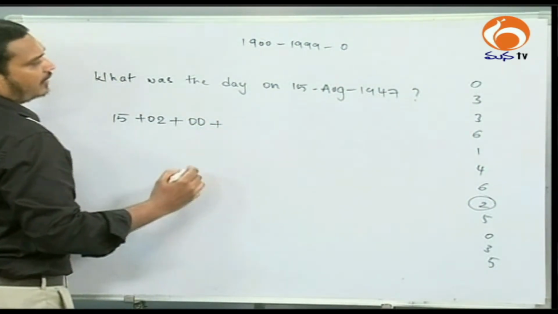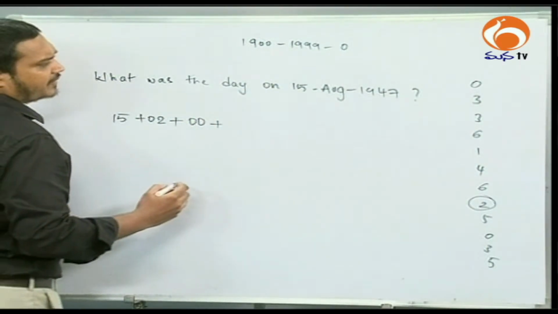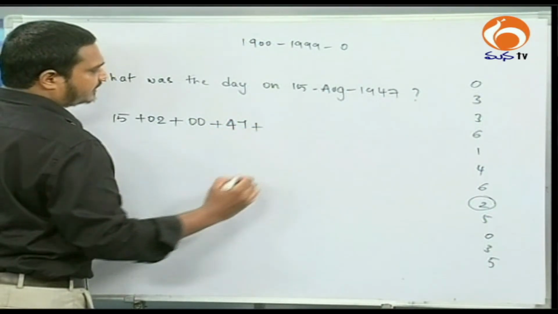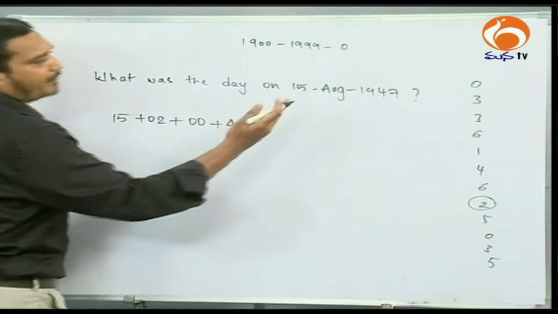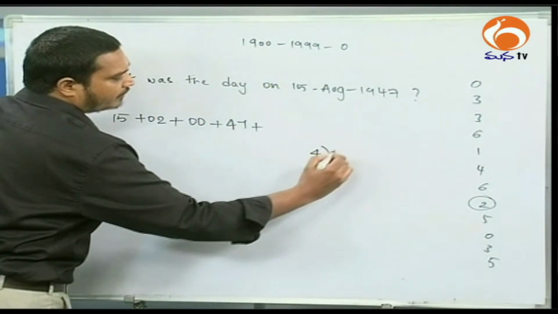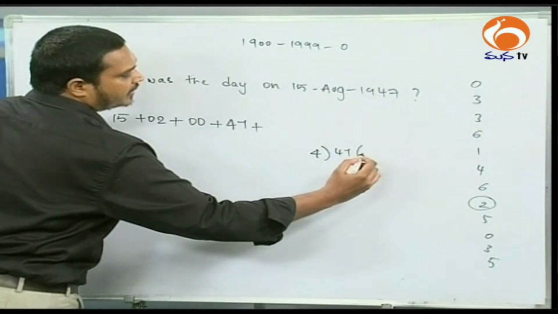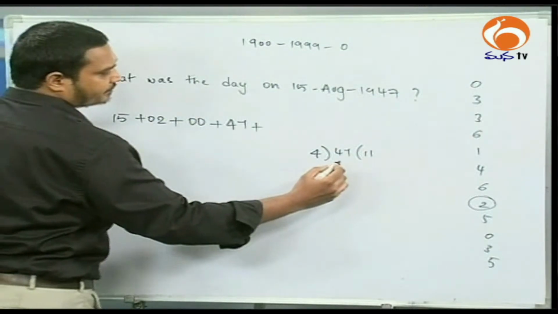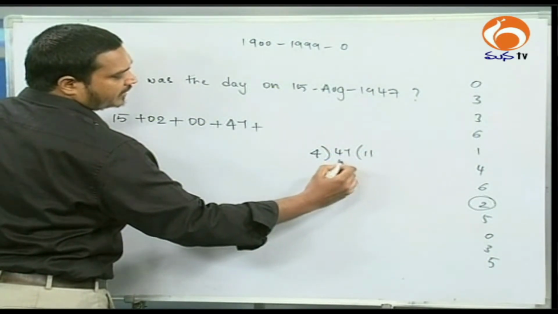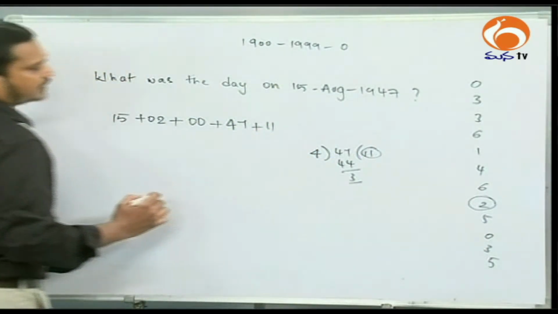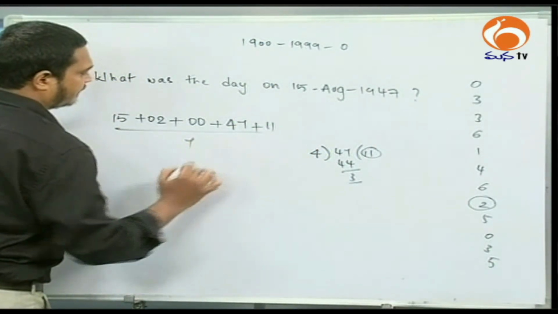Plus now, I said 1947, so the last 2 digits are 47, plus the number of 4 multiples in 47. To find the 4 multiples in 47, just divide 47 by 4. So it is obviously 11. Am I right? So it is 11, and 4 elevens are 44 and then 3. So how many? 11 multiples of 4. 11 multiples of 4, all divided by 7.